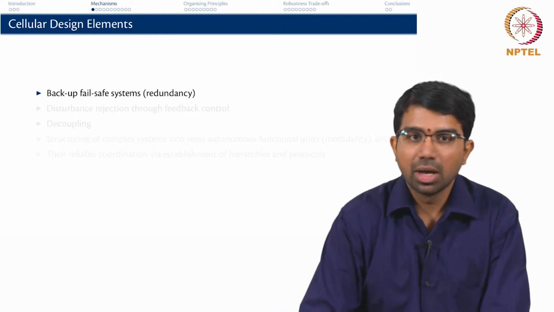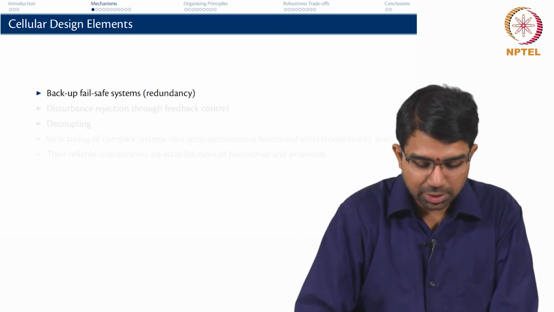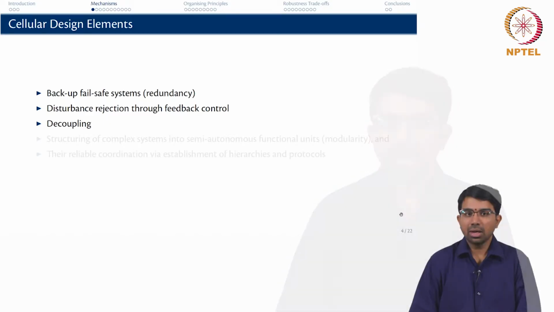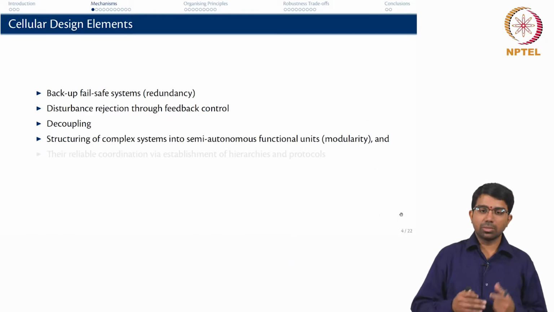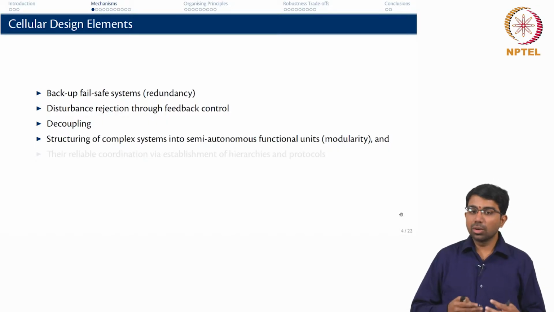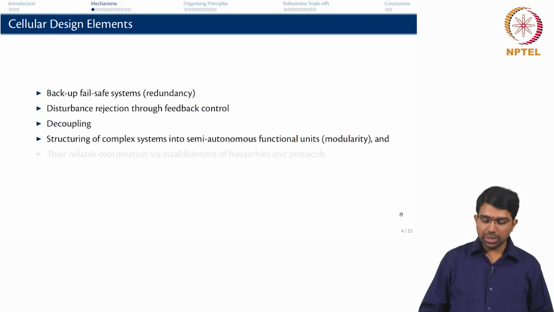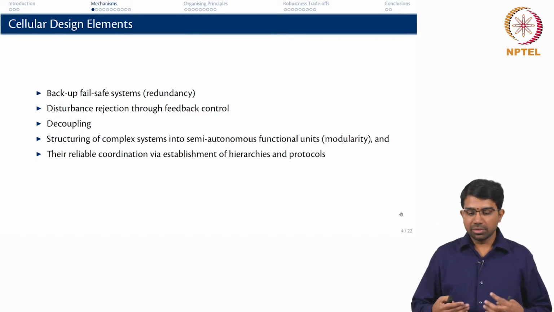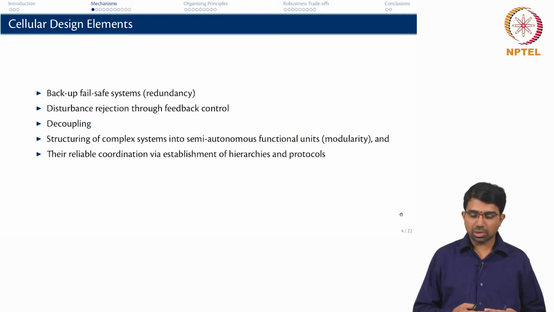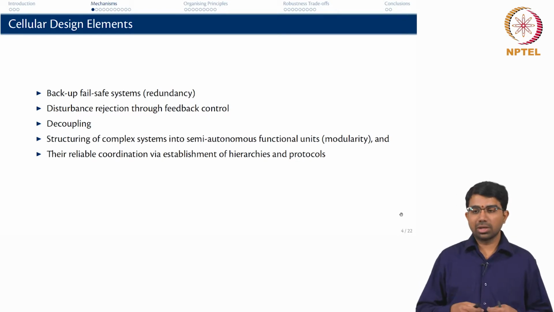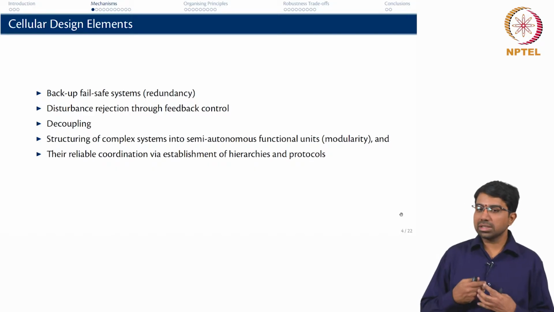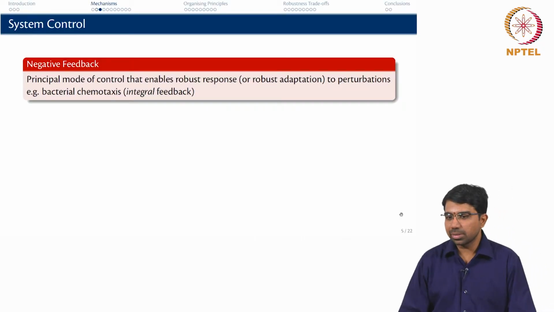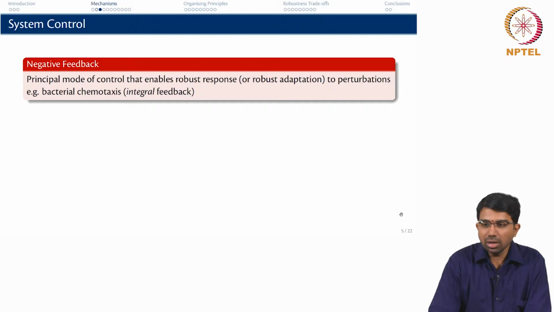So, we did talk about backup or fail-safe systems or redundancy, then disturbance rejection through feedback control, decoupling, and modularity. You can have decoupled modules, but then they need to be coordinated. How do you coordinate these modules and so on? You need to establish certain hierarchies and protocols. So, how do these things come within different kinds of systems, be it engineering systems or, more interestingly for us here, biological systems? How do you coordinate these various systems? So, you need to obviously control these systems, and that is typically via some negative feedback or positive feedback.